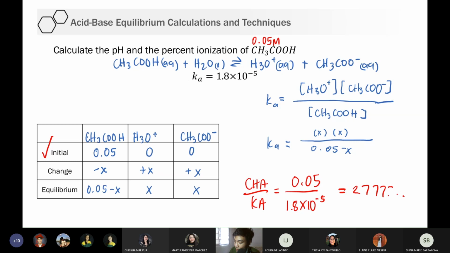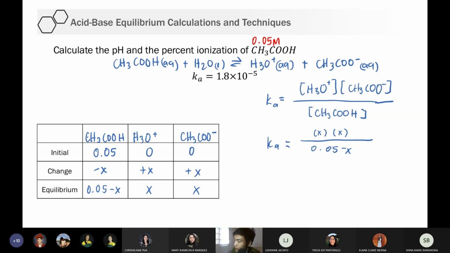So in doing small x approximation, ano gagawin? Burahin ko muna to. So we can just simply erase this x part here sa baba. Okay? So yan, small x approximation na tayo. So we can get x by the square root of Ca times Ka. Okay? 0.05 Ka. Diba? Easy. Solve for x. Square root of Ca Ka.